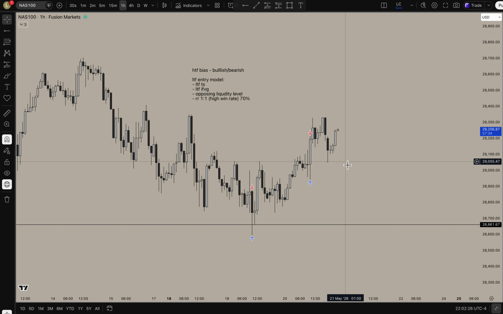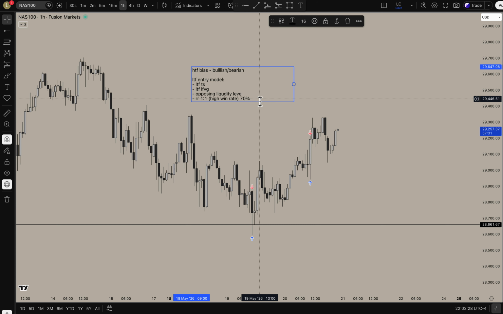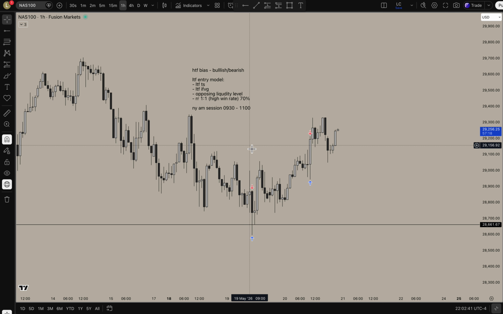And my specific trading session that I use is I only trade the New York AM session, which is from 9:30 to 11. Some people enjoy trading the Asian session, the European session, which is London Open, or the New York PM session. But in this instance, I enjoy trading 9:30 to 11 because I've backtested my model and this suits me the best. So I'm going to stick to this session.